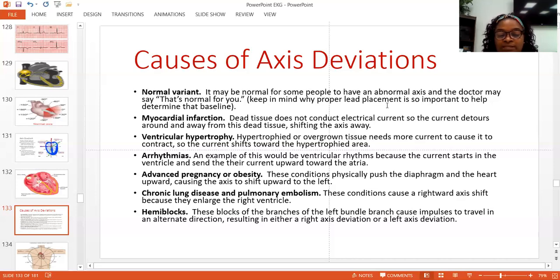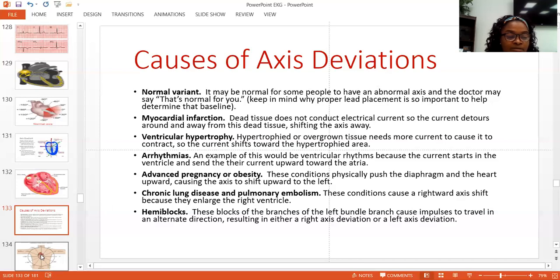Chronic lung disease and pulmonary embolism. If somebody has emphysema or COPD, you may see these conditions cause the rightward axis to shift because of the enlarged right ventricle. And then I think what's called hemiblocks. And these blocks are of the left bundle branch, in which it causes that impulse to travel in an alternate direction, resulting in either a right axis deviation or a left axis deviation.